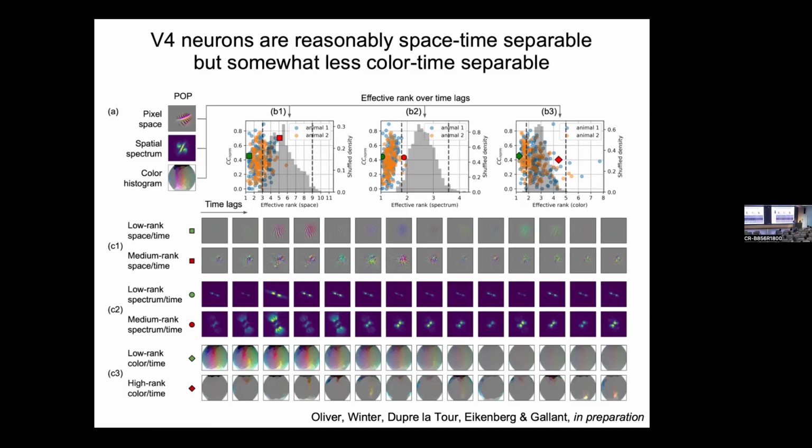Color time, they're less separable. So it seems like the color tuning is changing over time more frequently than the spatial tuning is changing. We're not exactly sure why. One thing to remember about color vision is it's slower than spatial vision. Color vision is slower and more low frequency than space.